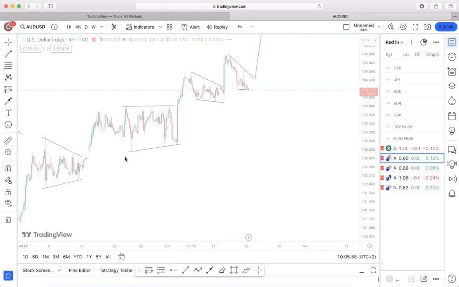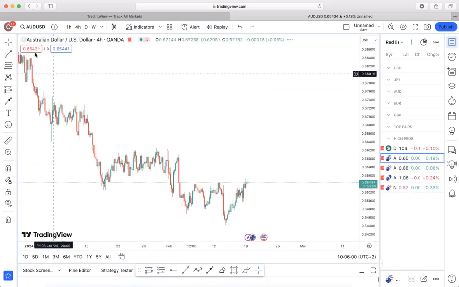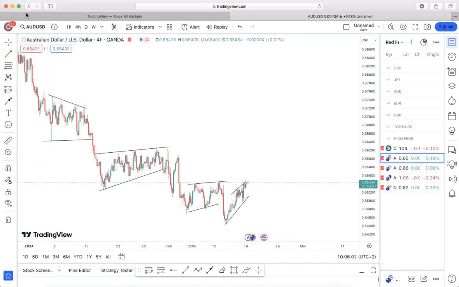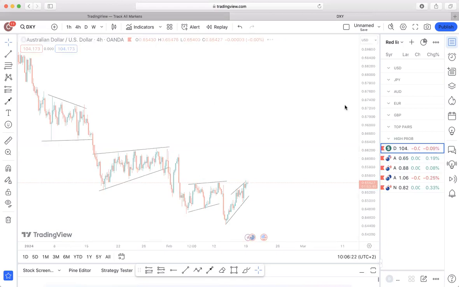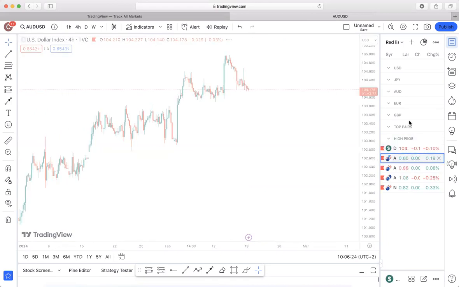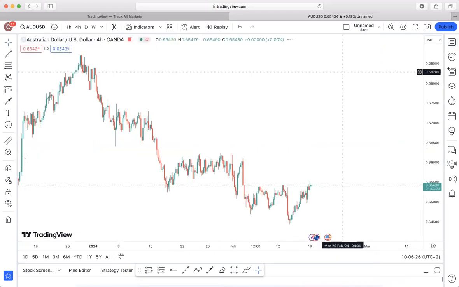Now, if we're coming here, we do see that the Australian dollar is our base pair, and the US dollar is our quote pair. Meaning the Australian dollar is dropping to the downside and the DXY is climbing to the upside, just like we did analyze the DXY. So let us break down the Australian dollar over the US dollar.